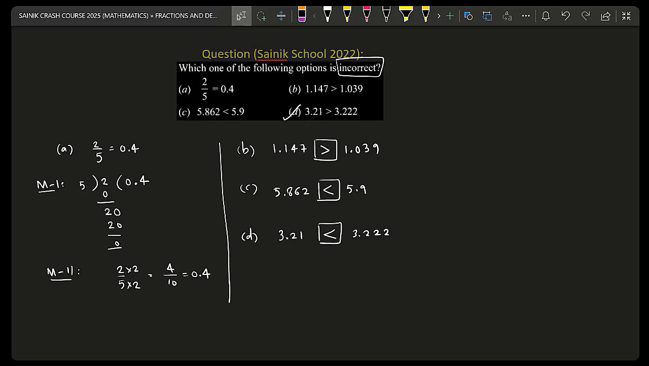Sir, can you explain? What should I explain? Sir, why did answer D come? Because they are asking which is incorrect. Incorrect means wrong answer, no? Yes, sir. If you compare 3.21 and 3.222, 3.21 is actually less than 3.222. But they said greater than. That is only incorrect. They are asking which is wrong. Option D is wrong. Okay? Okay, sir. Akshit, any doubt?